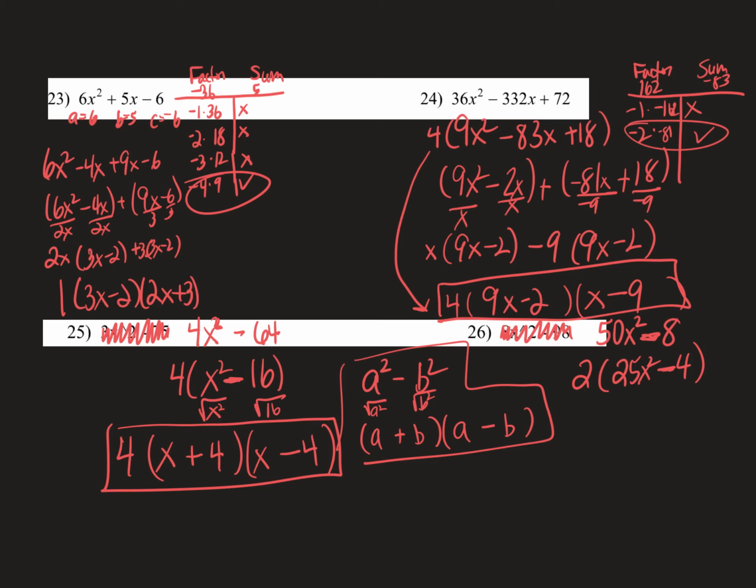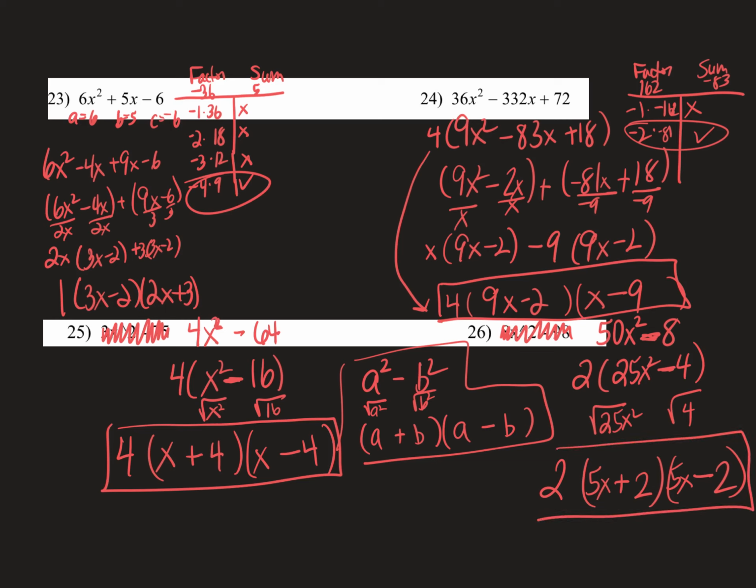Same thing for the next one. I'm going to bring down my 2, put two empty binomials, one with a plus, one with a minus. I'm going to take the square root of 25x squared, which is 5x. I'm going to take the square root of 4, which is 2. And that is my answer. So that's how you factor a difference of squares.